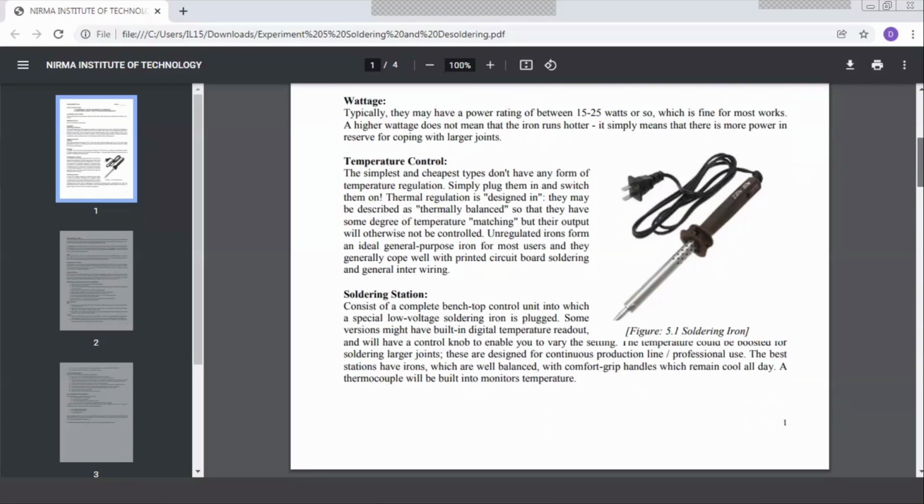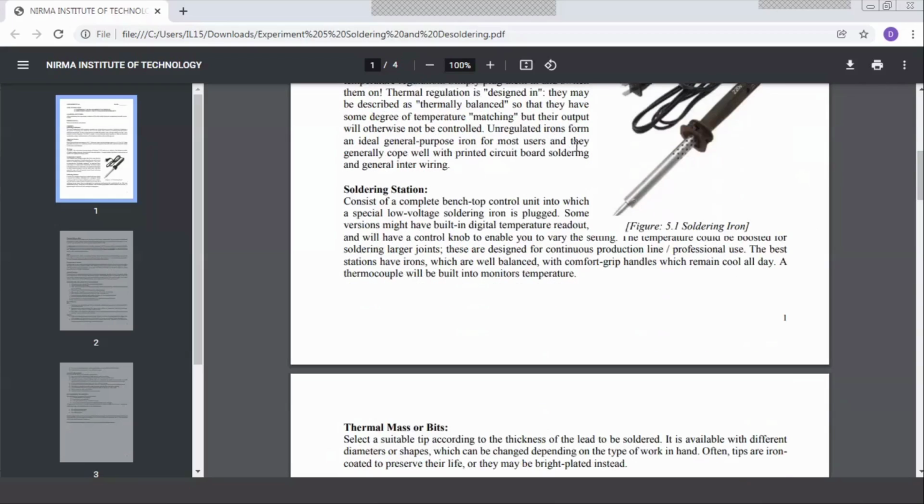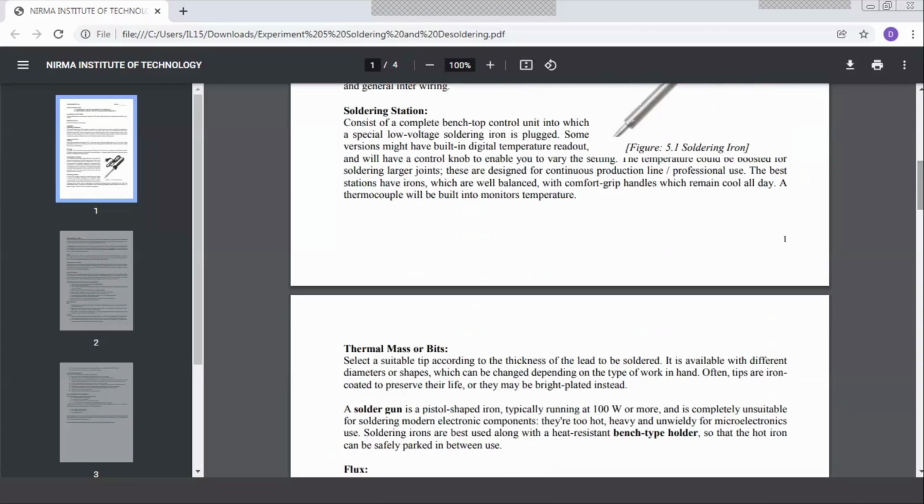Then temperature control. The simple and cheapest irons don't have any temperature regulation, right? You simply plug them in and switch them on. Thermal regulation is designed into some expensive irons, right? Mostly people use unregulated irons, general purpose irons. Now, soldering station.